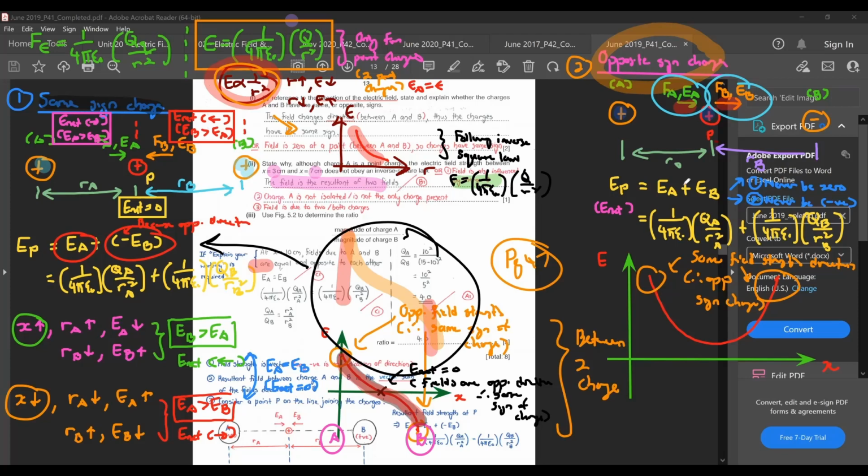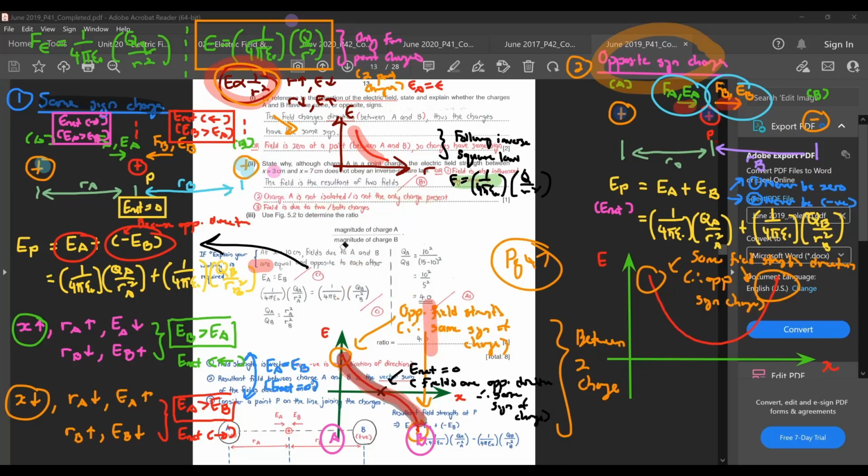Or you can also say some other answers, like the charge A is not isolated, it's not the only charge present, there's another charge B here. Or you say the field is due to two or both charges. It's actually related to point number one. Okay, so that's how you would answer this question.